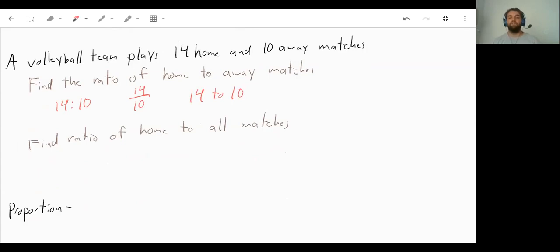You could also then find the ratio of home to all matches, which we still know that we have 14 at home, but the all means every match. So 14 home plus our 10 away would give us a total of 24 different matches. All of these are correct answers.